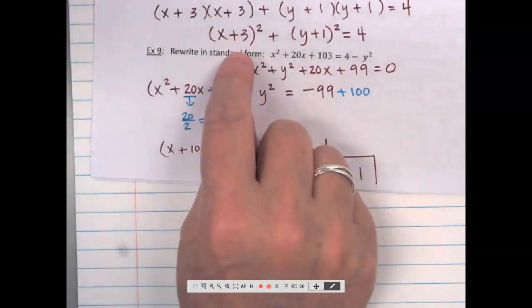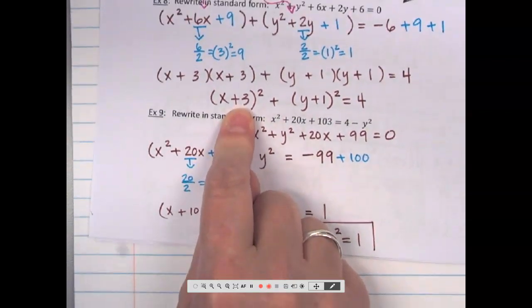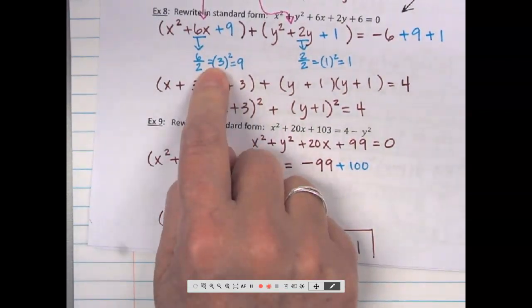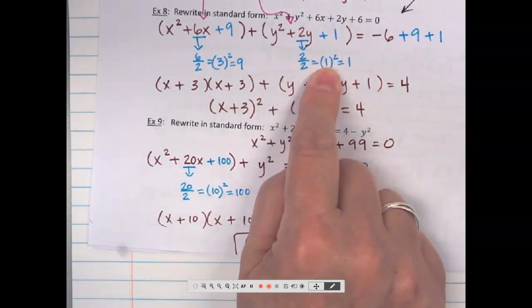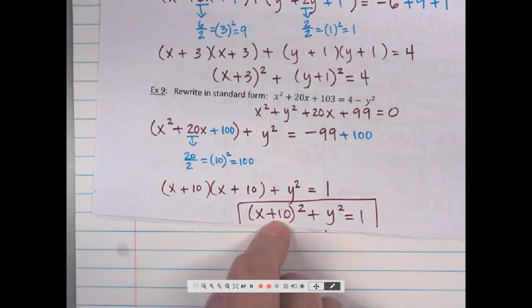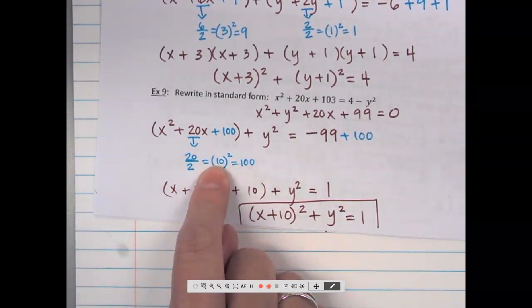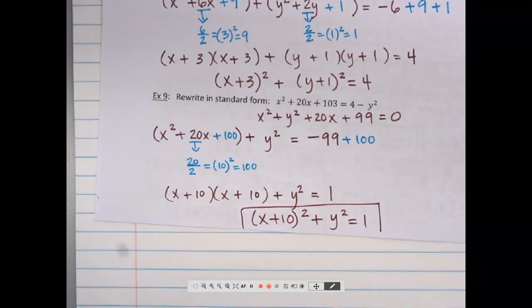Yes, look what happened here. This was a plus 3. What did we square? A positive 3. This was a plus 1. What did we square back here? A positive 1. This became plus 10. We squared a positive 10 back here. It's always going to follow that pattern. Okay? Question.